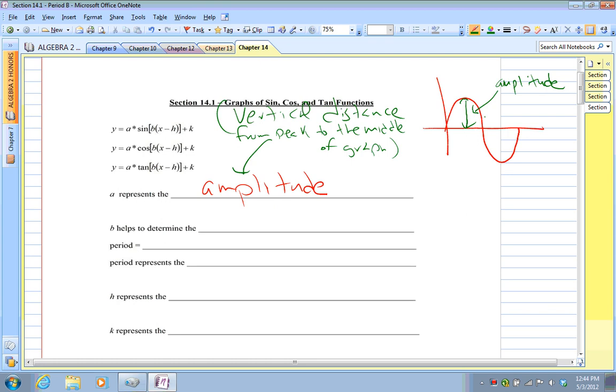And the peak. So that's the amplitude. And we'll see how this is incorporated into the graph a little later. B helps determine the period. And the period simply represents the length of one cycle.